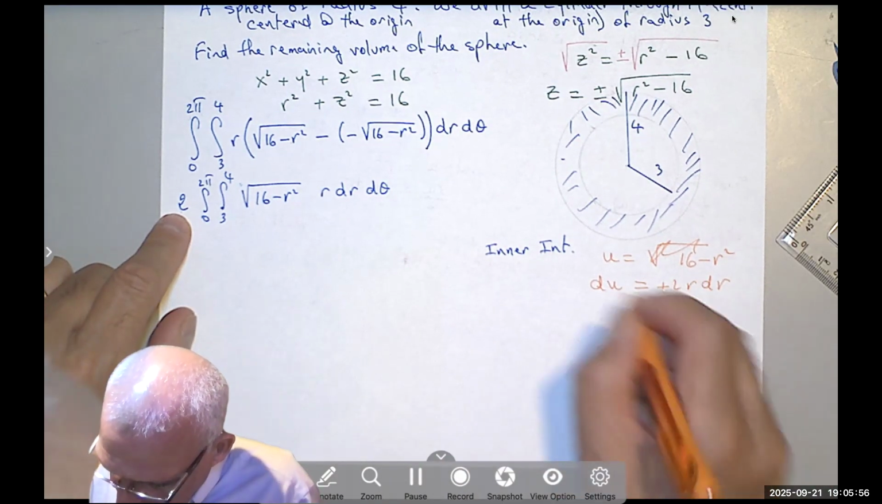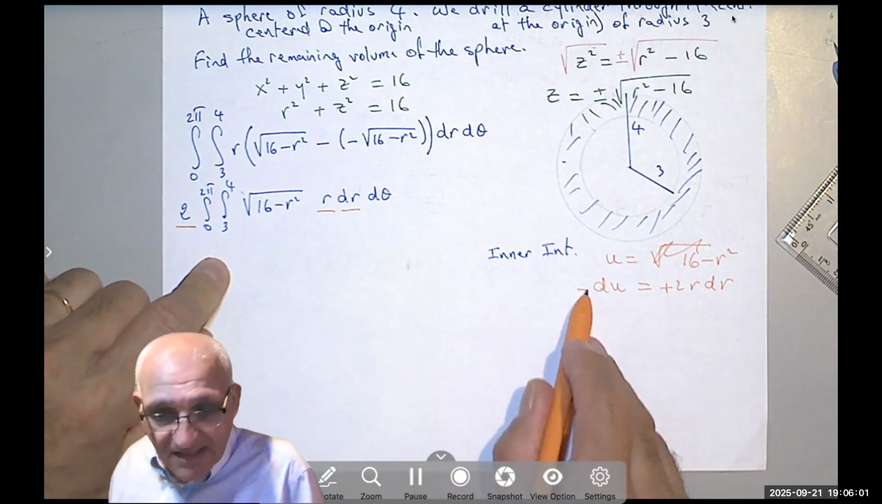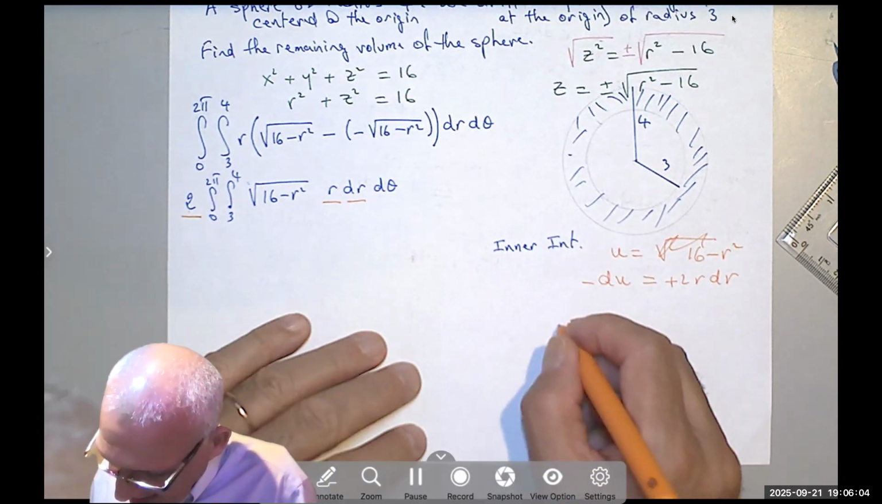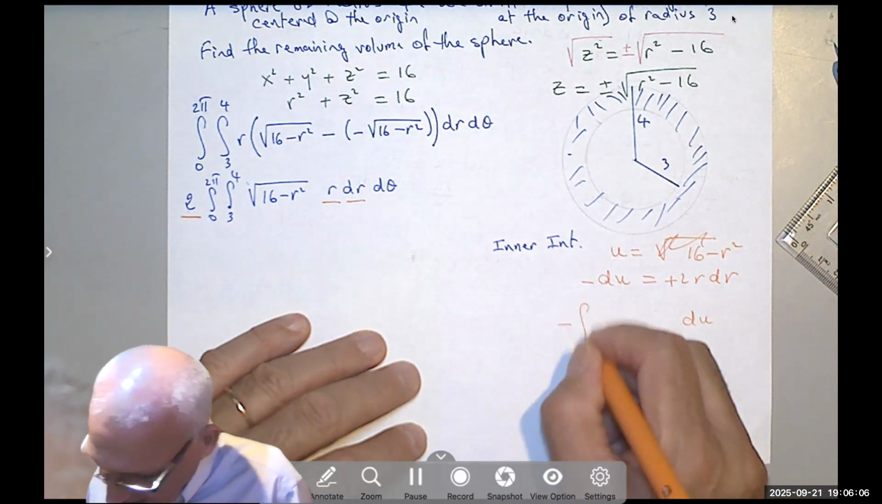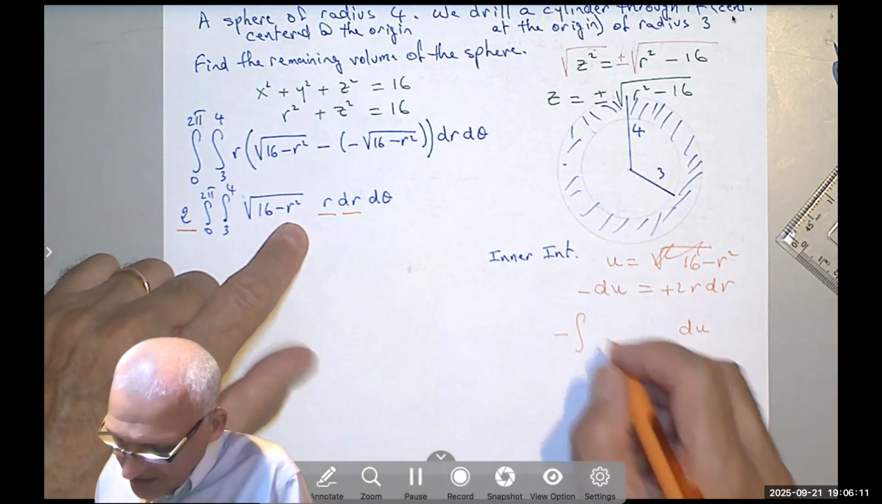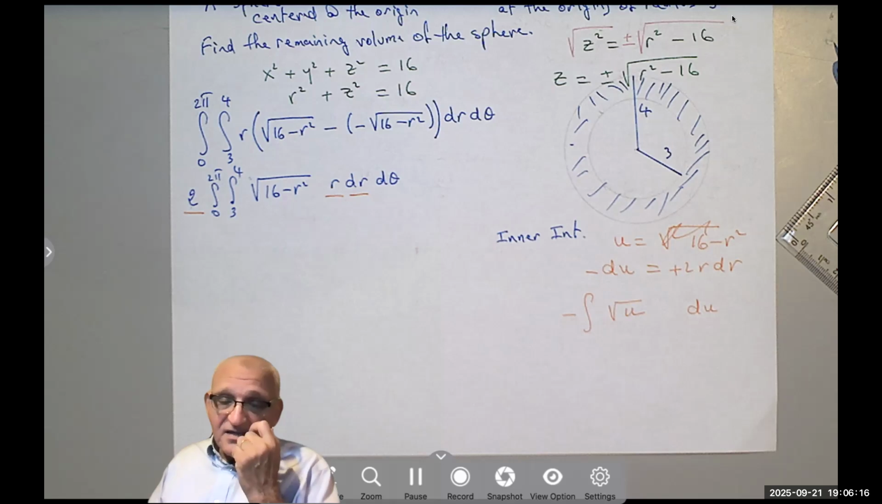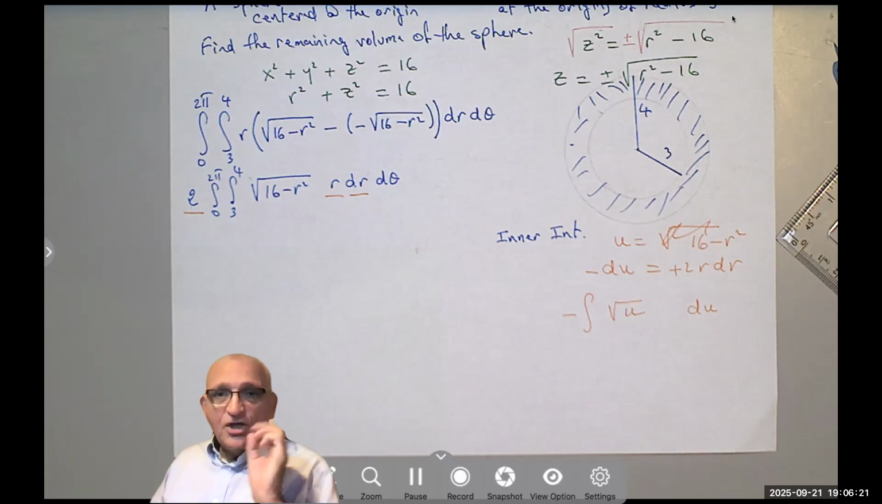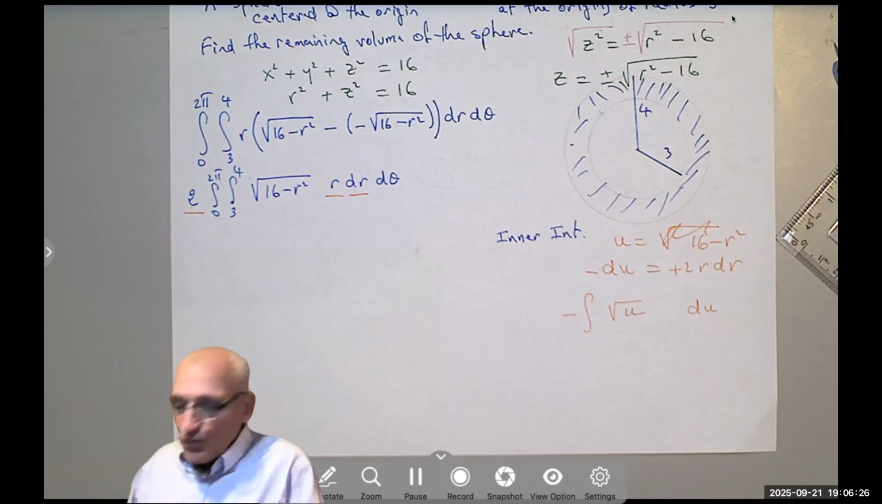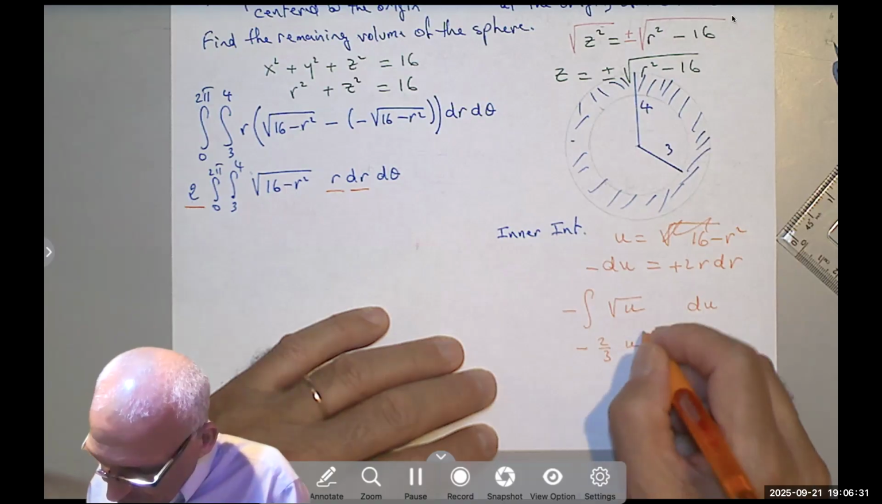So 2r dr is basically negative du. So I'm going to say negative du. And I have an integration here. The square root of 16 minus r squared is the square root of u. So it's really the integral of negative u to the 1/2 du, which is negative u to the 3/2 divided by 3/2, or multiplied by 2/3.